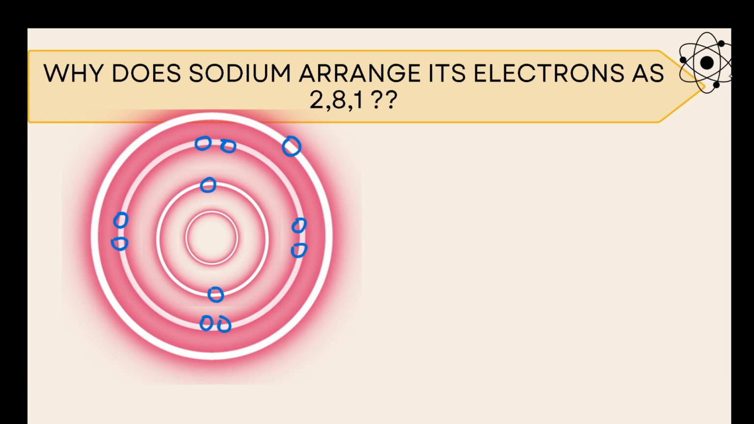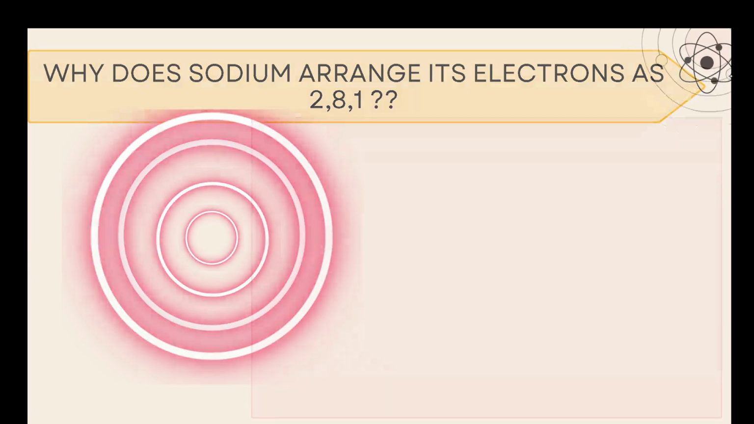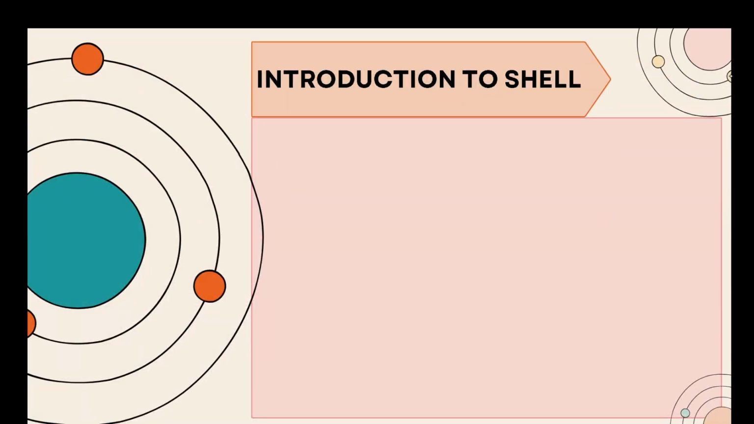So why is this particular pattern followed? Why is it written as 2, 8, 1? Why is it not written as 2, 9? So we'll understand this concept. Please follow the rules, because the rules are important when we are writing the electronic configuration.